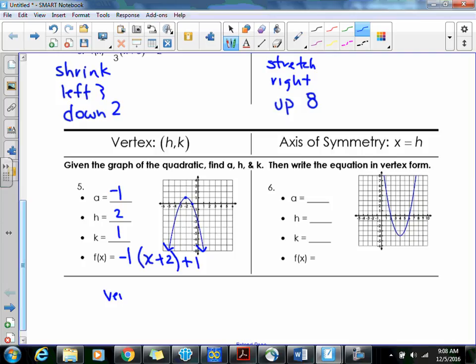Now remember, to get to the vertex, I have to take the opposite of this. The vertex of this is -2, 1. That's what the vertex is. But in order to get a -2, this has to be a +2. All right?